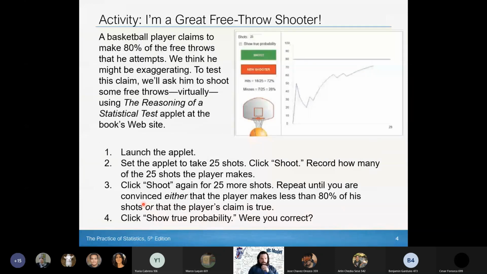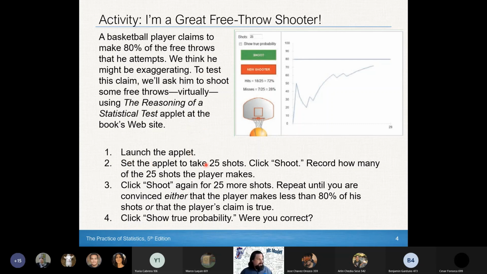So we're going to run this little simulation here. And the way it'll work is we'll have this little screen here. It won't look like this one. It'll look similar, right? And we want to assess a basketball player's claim that he makes 80% of the free throws he attempts. We think he might be exaggerating. To test this claim, we'll ask him to shoot some free throws virtually using the reasoning of a statistical test applet at the book's website, right, which I have pulled up here. I'll launch it in a moment.